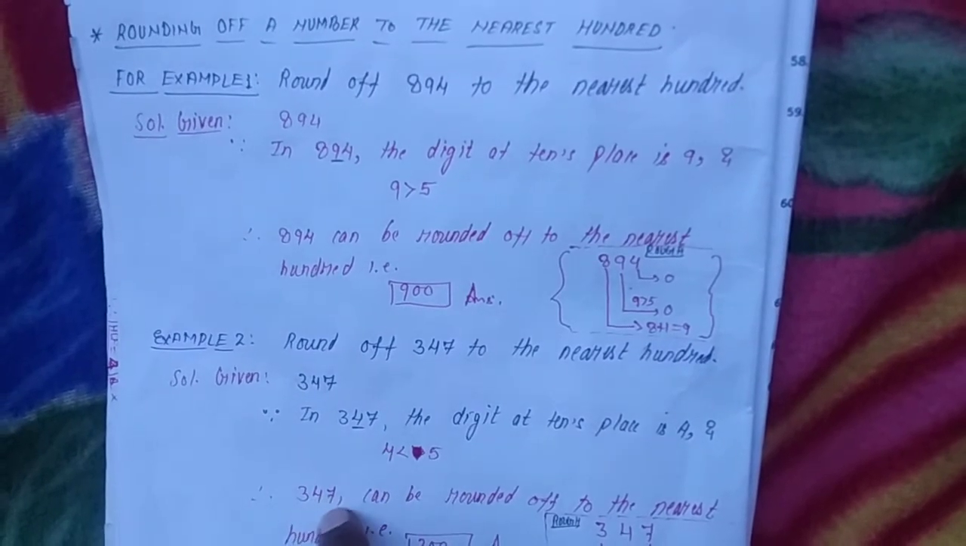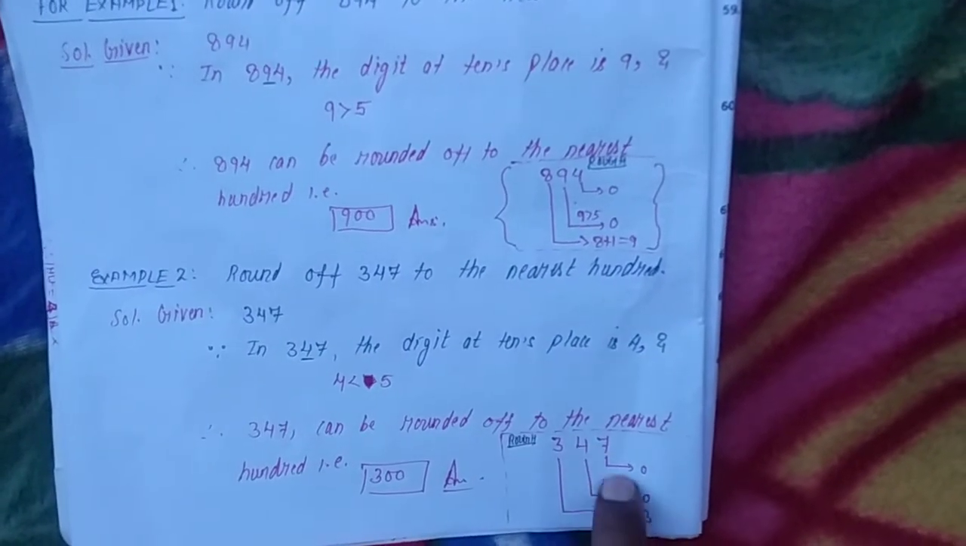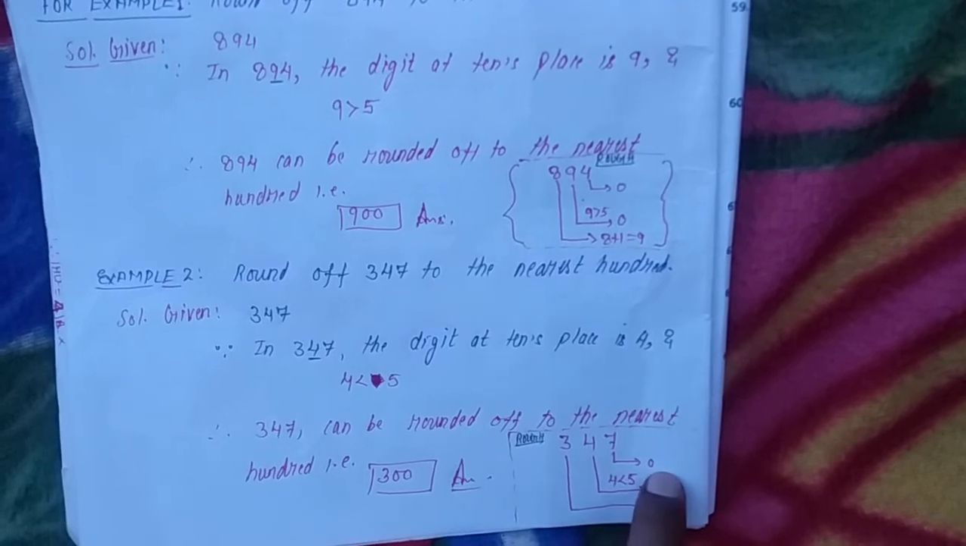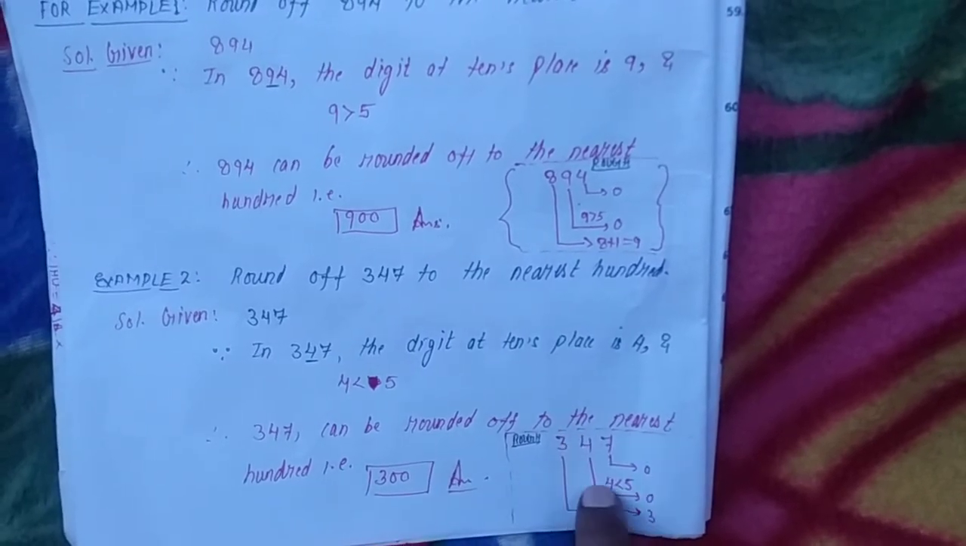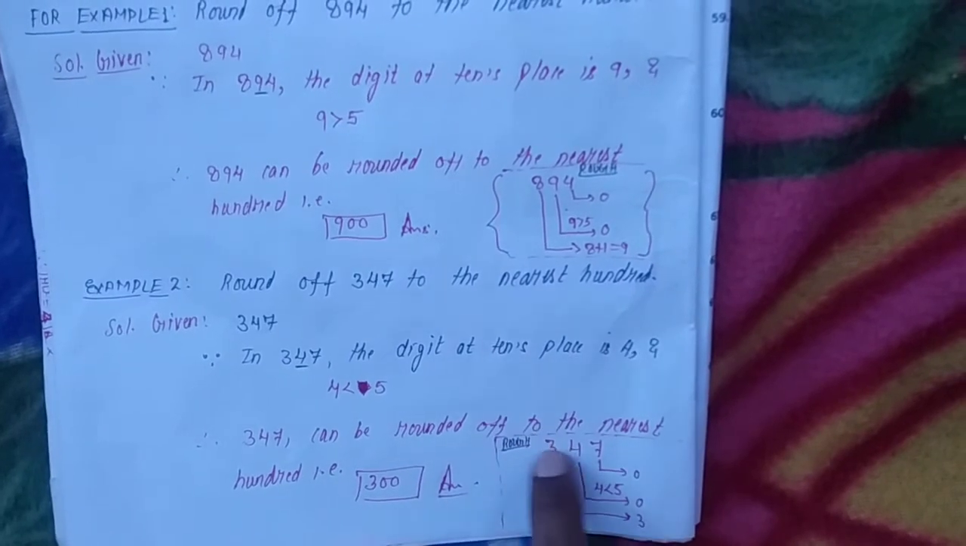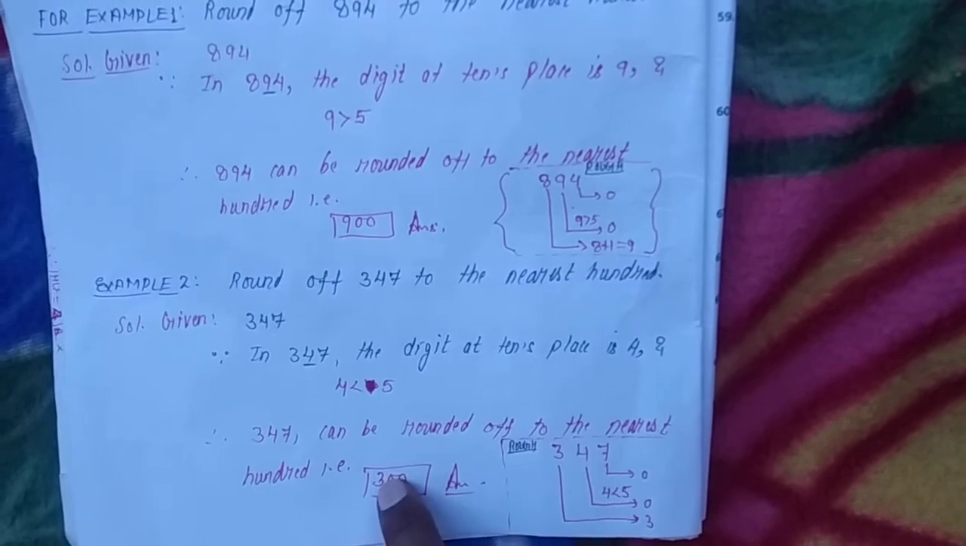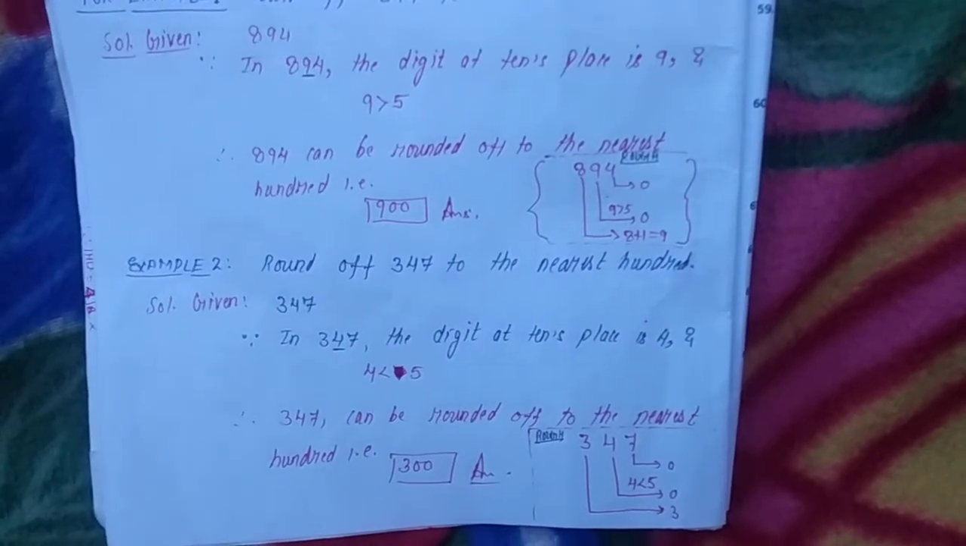See here, 347 can be rounded off to the nearest 100, that is 300, as I said. Now in rough, how can you do this? 7 is converted to 0, 4 which is less than 5 is converted to 0, and in that case 3 will not be changed, it will remain the same, and 300 is our answer.